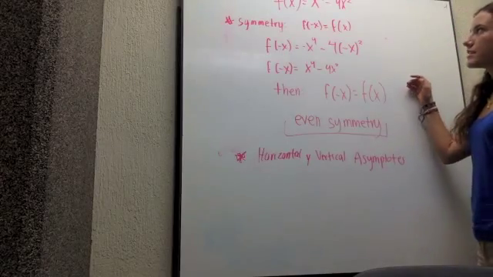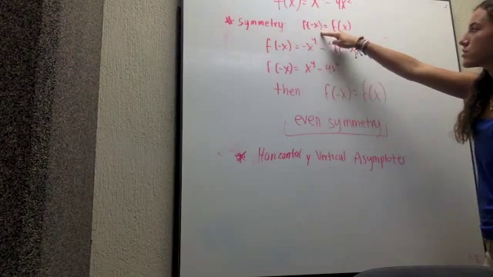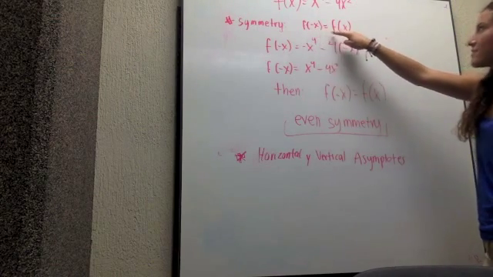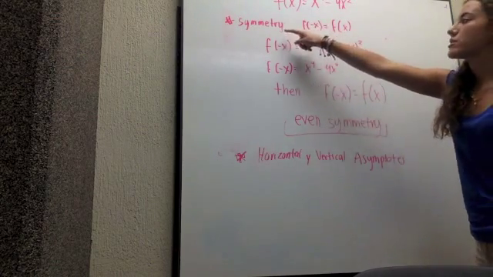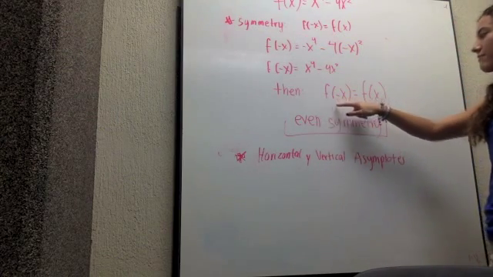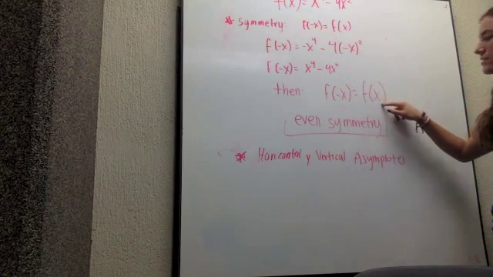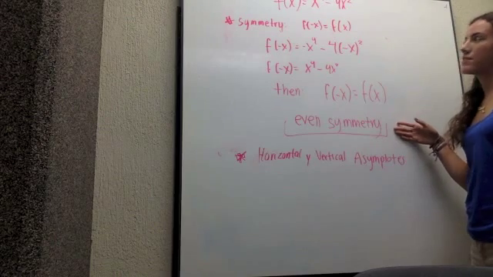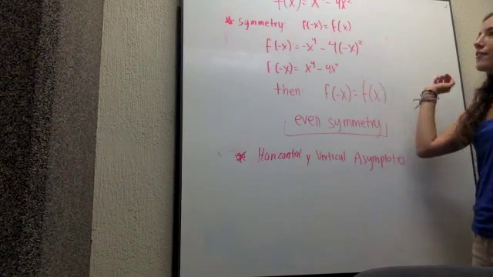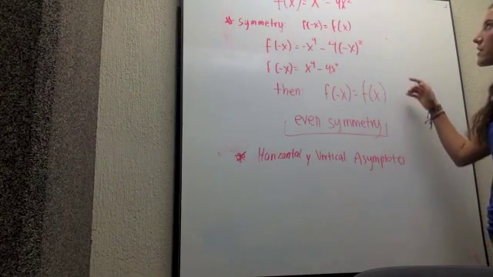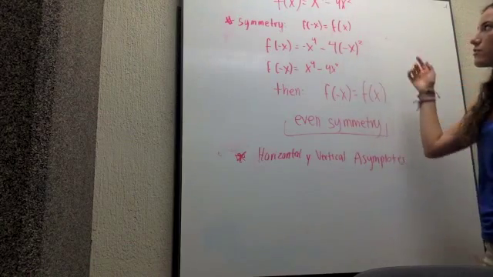To find if there is symmetry, we use this test, f of negative x is equal to f of x, which means there is even symmetry in the function. And also we know there can't be odd symmetry because the exponents are even, so it has to be even symmetry. And when we analyzed it, we also found that there are no horizontal or vertical asymptotes.